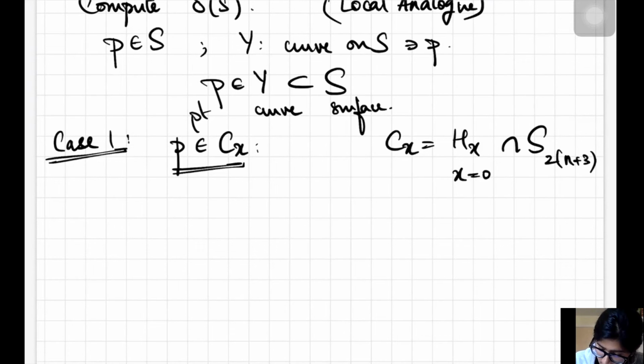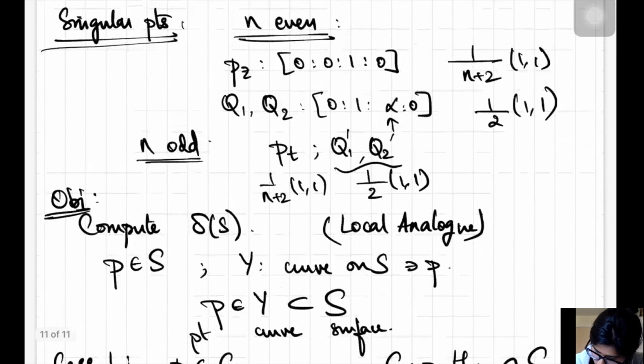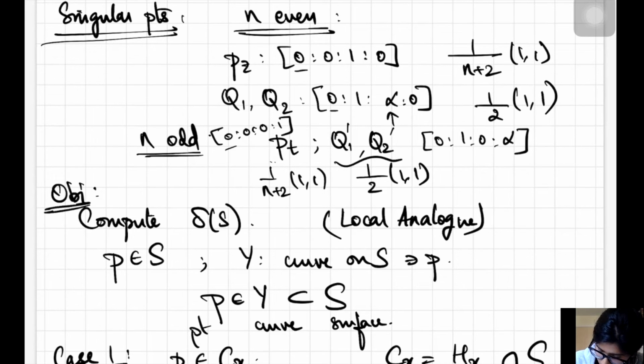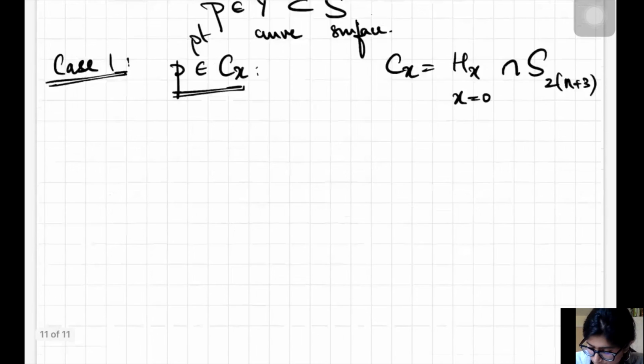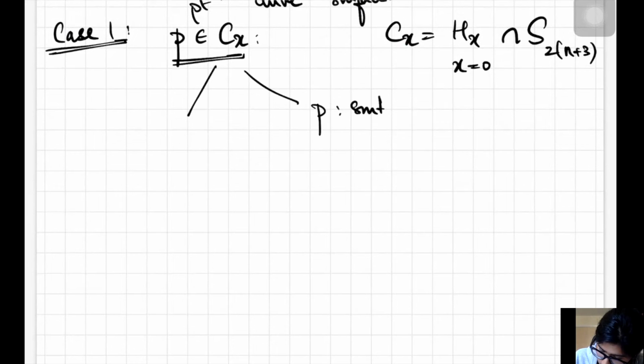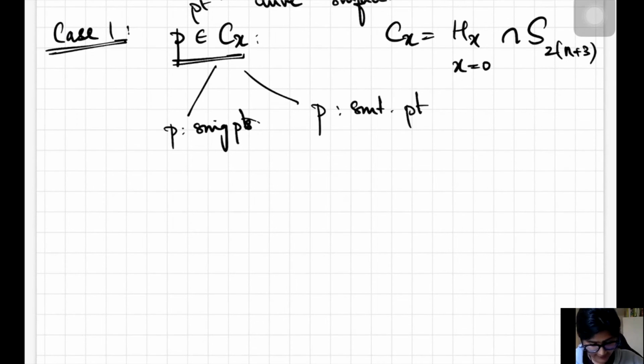If you notice, the points of singularity all lie on your curve Cx. If I was to write down these coordinates, you would see it's something very similar: these are just 0, 0, 1, 0, alpha, and this is just 0, 0, 0, 1. Of course, all the points are lying on x equals 0. So when I say a point on Cx, you're going to have 2 different cases: P is a smooth point, or P is one of those singular points. Let's try doing the smooth point quickly.